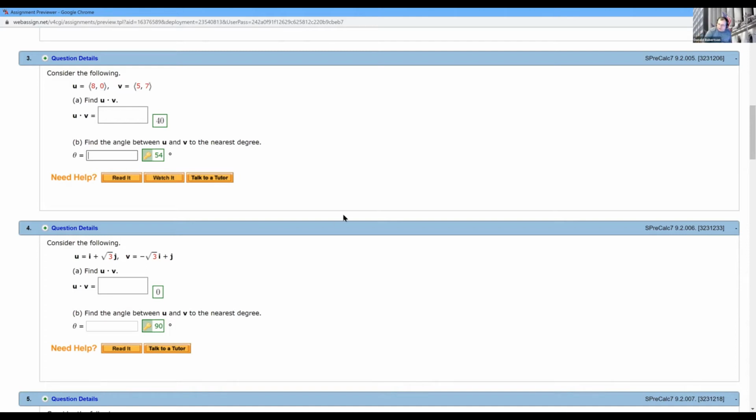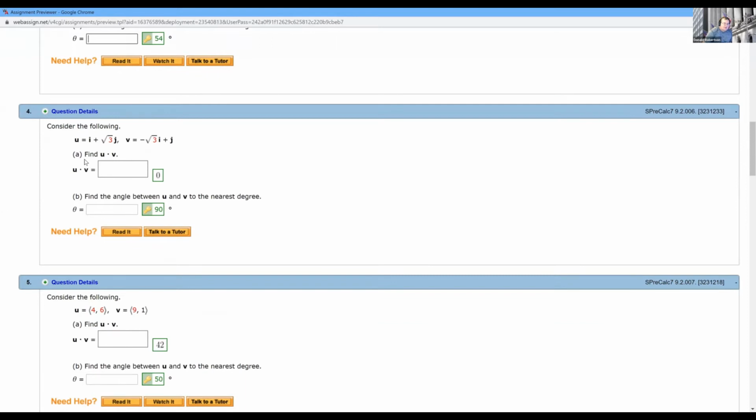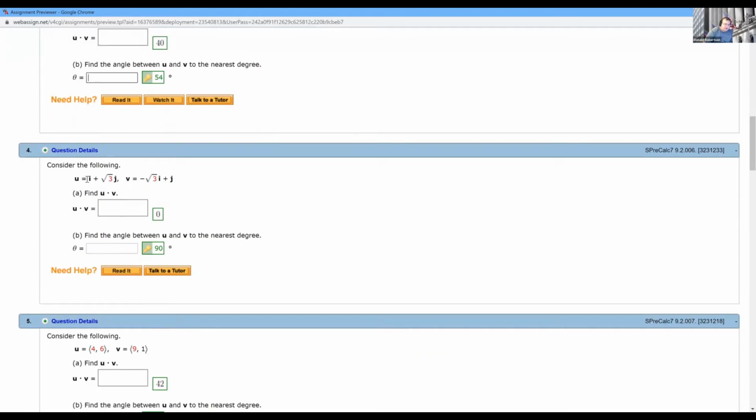Are we cool? Right, just scanning through these questions. Do you see that question 4 is the same as question 3, except they've written it in this i, j notation thing, which a lot of people like, I don't.